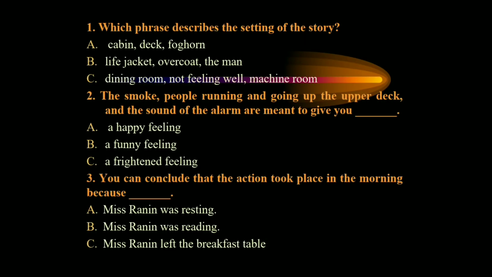Now, I have here 10 questions about this story. So the first question is, which phrase describes the setting of the story? Is it A, cabin, deck, and foghorn? B, life jacket, overcoat, the man? And C, dining room, not feeling well, or machine room? So which one describes the setting? Okay, the correct answer is it's the cabin, the deck, and the foghorn.